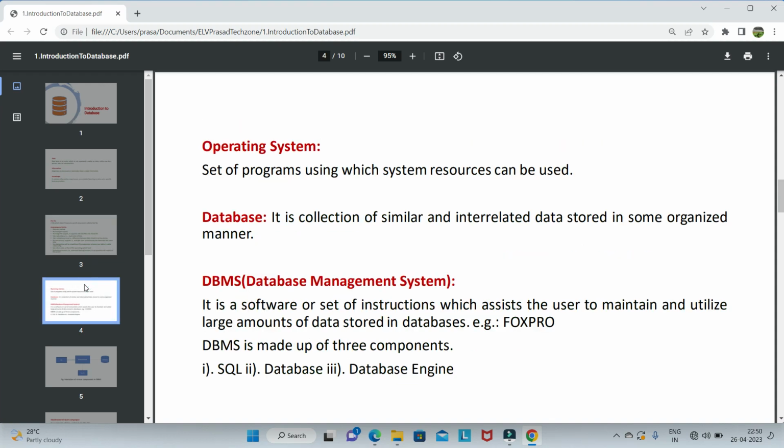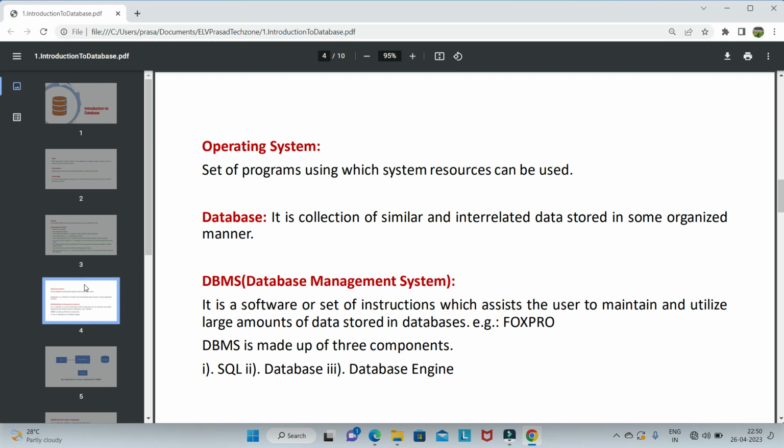So we'll see at what level the things are happening. Before getting into that, a few definitions. Operating system, we are all aware, is a set of programs using which system resources can be used. Database is a collection of similar and interrelated data stored in some organized manner. So what is DBMS? It is software or a set of instructions which helps the user to maintain and utilize large amounts of data stored in databases, like FoxPro.